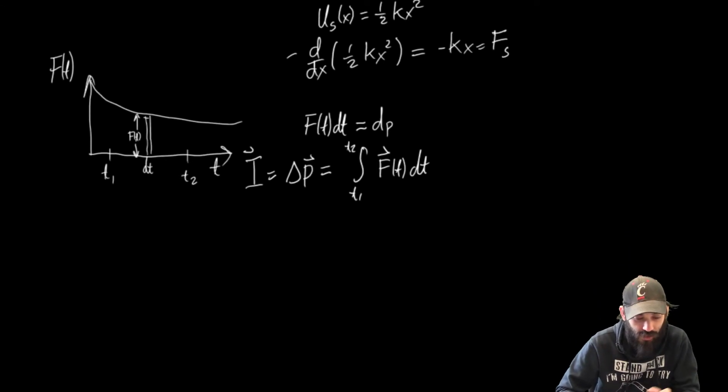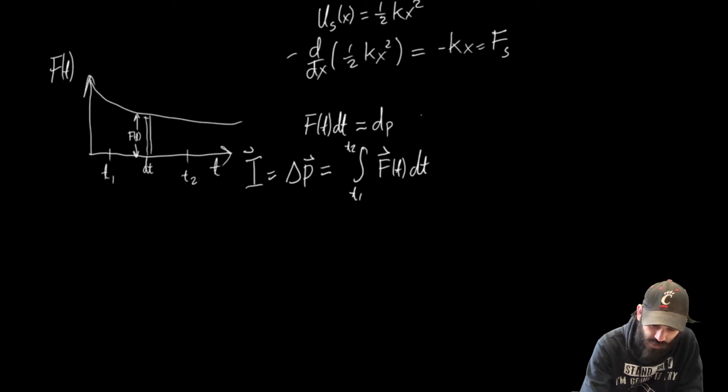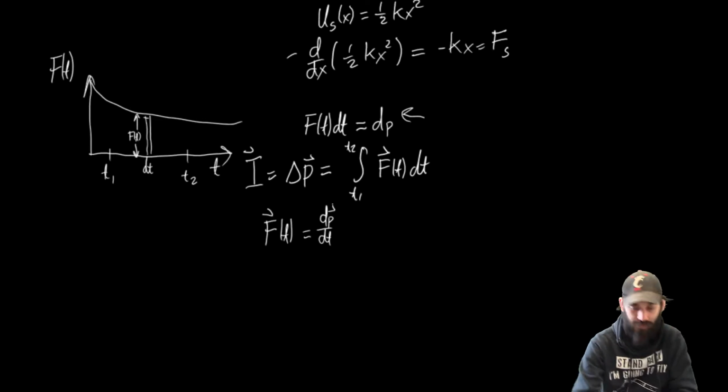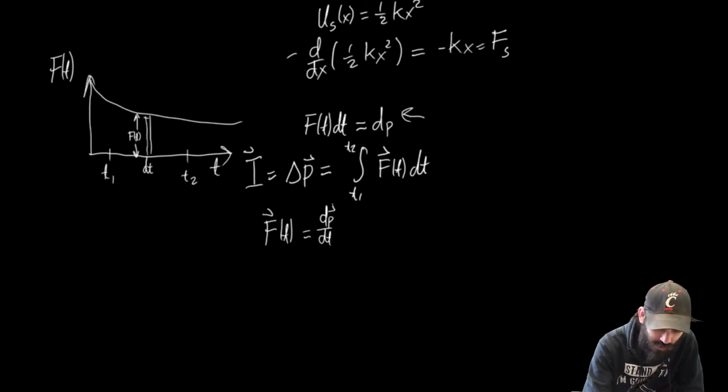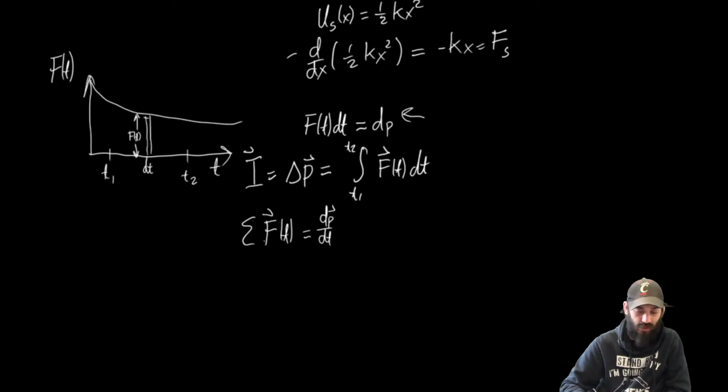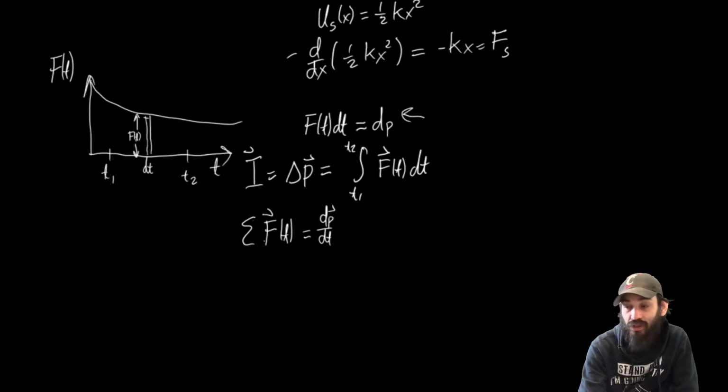Now we can write this in a different way. Instead of integrating this, let's rearrange it by dividing both sides by dt. And so what we end up seeing is that f of t is equal to dp/dt. And we could make this a vector if we wanted to. Ultimately, if I treat this as a sum, the sum of the force as a function of time is going to be equal to the momentum as a function of time with a time derivative acting on it.